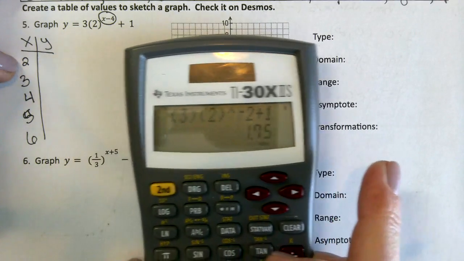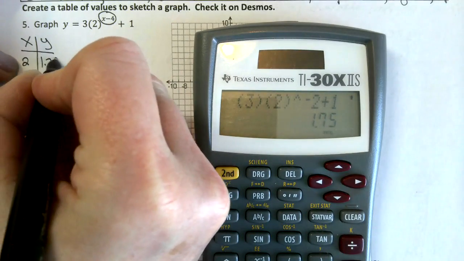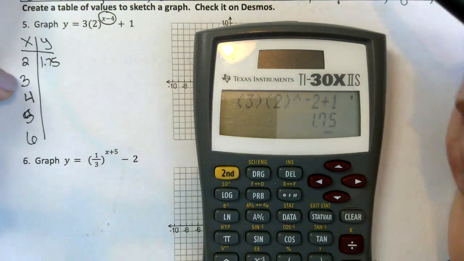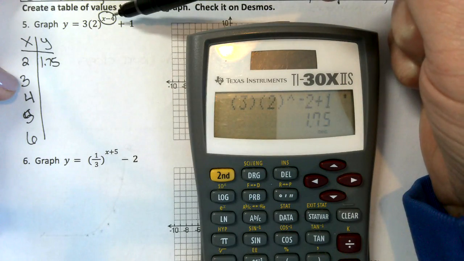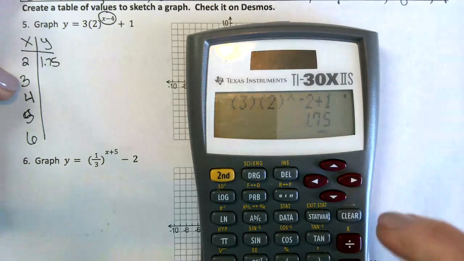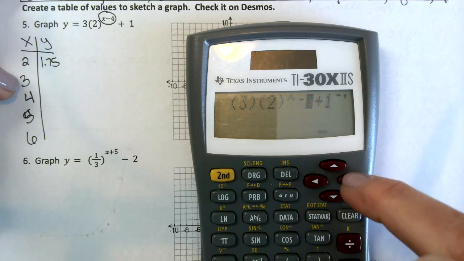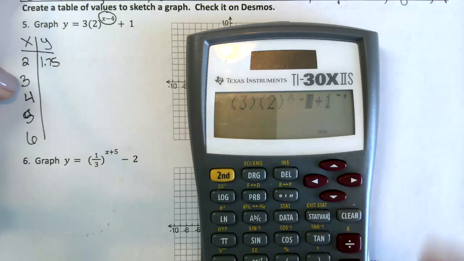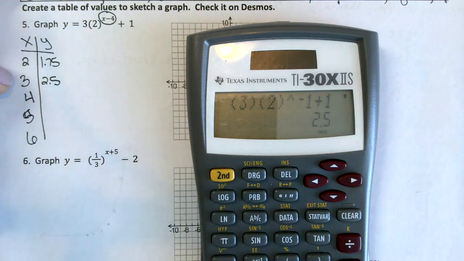Let's see if I can make all this be on the screen. Kind of some reflections, sorry. All right. So now I'm going to move on to the 3. The only thing that's changed is my exponent. 3 minus 4 is -1. On mine, I can hit my up keypad and I can arrow over. And so just change that 2 to a 1. And that y value is now 2.5.